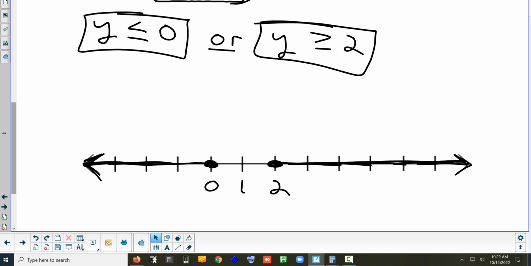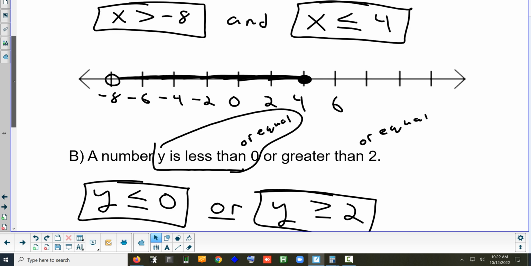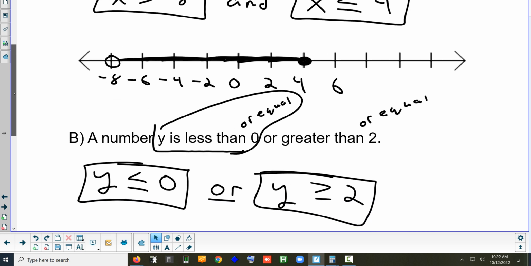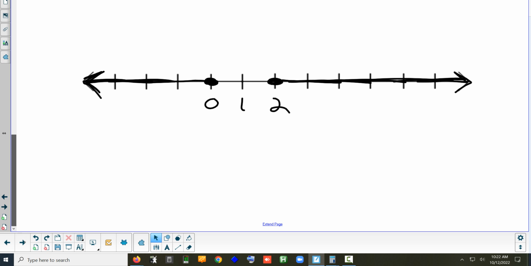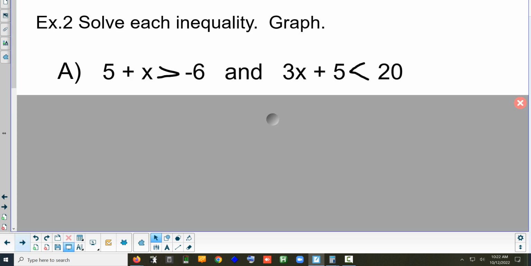And that's what it should look like. Any questions on that? All right, so that was just taking a sentence, nothing you really had to solve, but just taking a sentence, changing it to an inequality. Now, let's look at one that you have to solve.